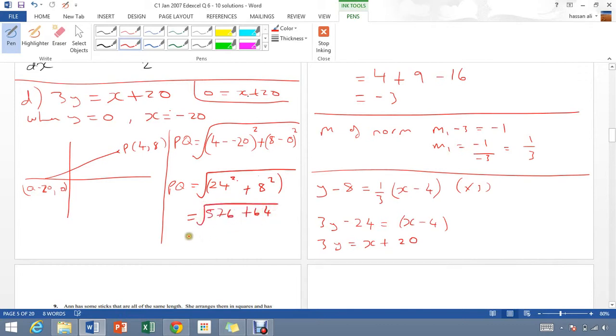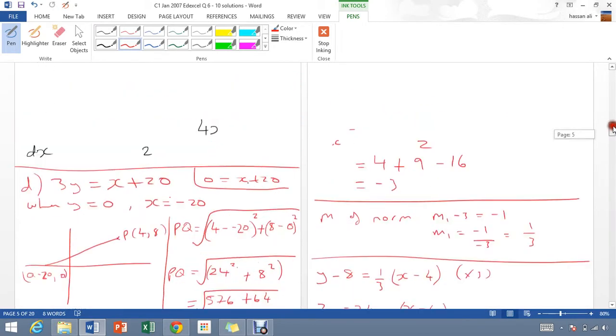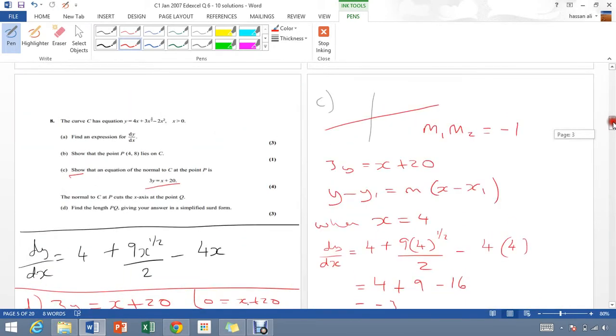Square root that, and therefore that gives you, almost there, root 640. Now you should be able to realize that will be 64 times 10, and root 64 will give you 8, so that will just give you 8 root 10. That will be your answer for question D, because they want it in the format of simplified surd form.